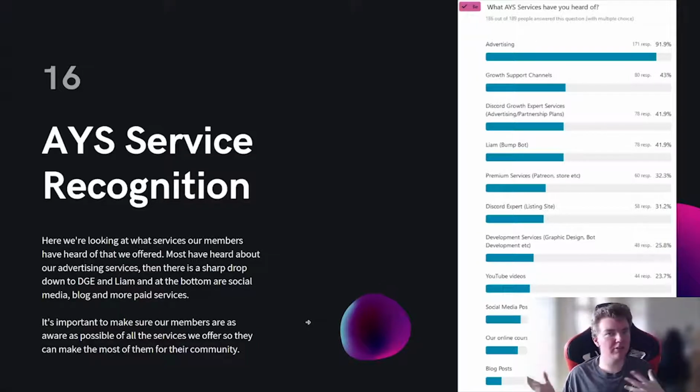Development services as well. So if you need a custom bot, want a server icon or banner, we can do that all for you. Get in touch. But yeah, that's just really what people knew about at AOS, and it shows us what people care about and what we need to work on improving.